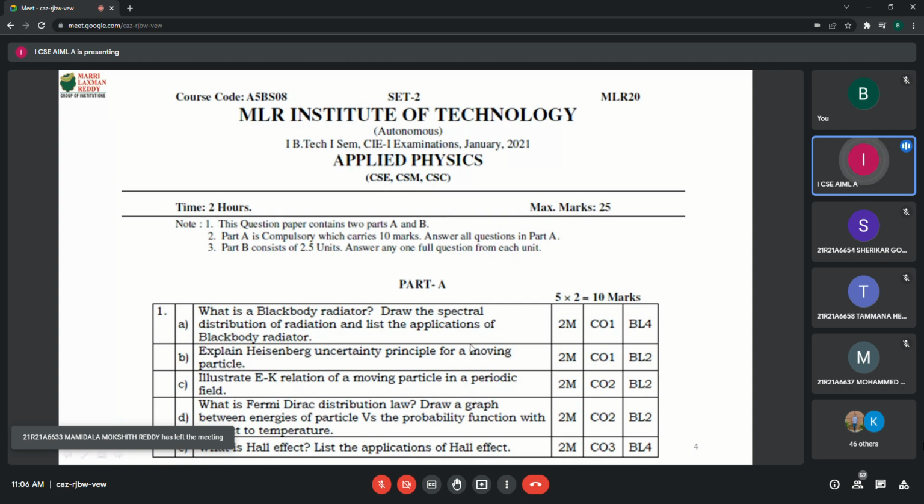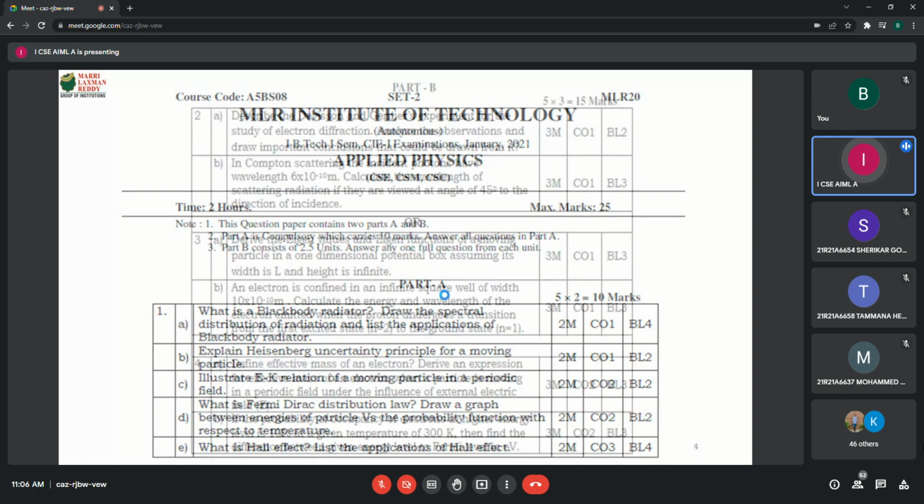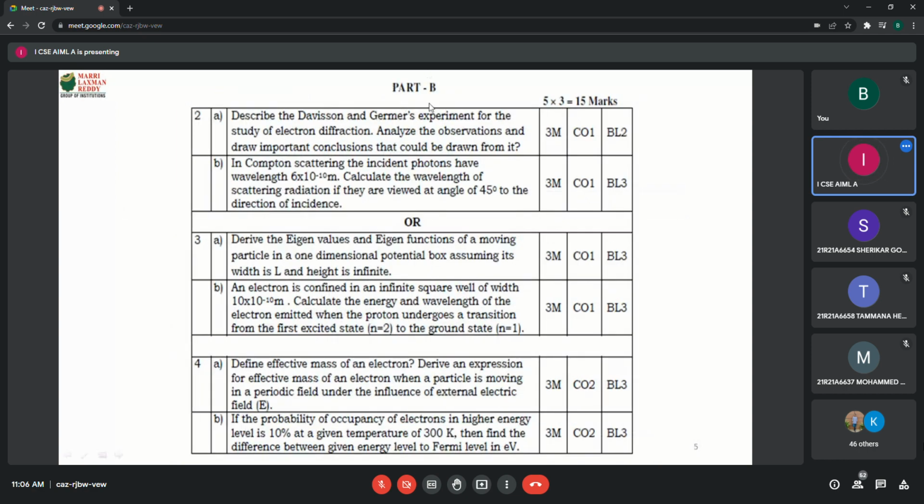Now Part B, if you take, Part A is the short answer questions. Part B is the long answer questions. As I told you, the second question and third question are from unit 1 only. One theory, one problem. One theory, one problem. But both are from unit 1 only. Here you can see that. Carrying equal marks.